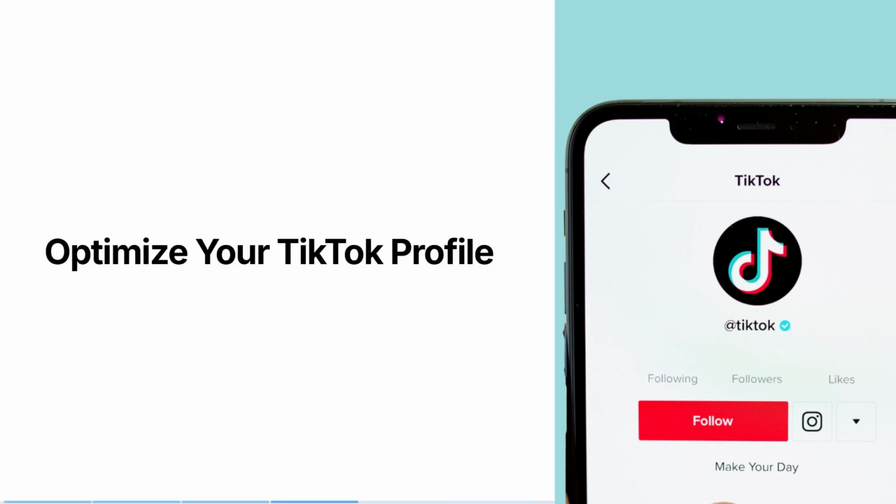Your TikTok profile is very important. When someone likes your video, the first thing they do is check your profile. Your bio should clearly explain what problem you solve and what you are offering. Don't try to sell directly in the bio with long text. Keep it simple and benefit focused so people understand why they should click on your link.